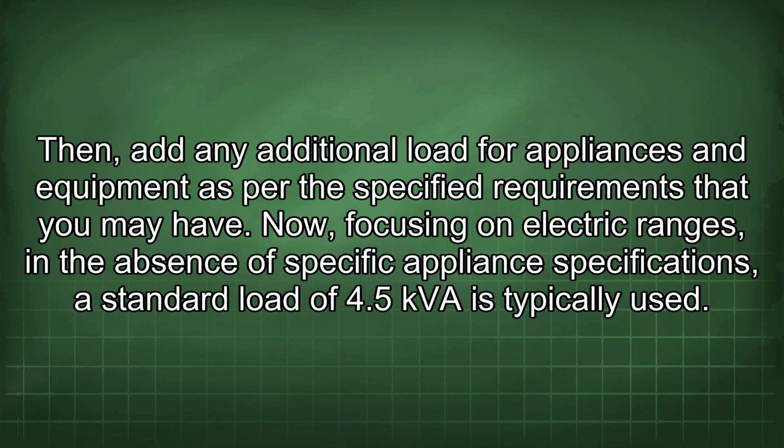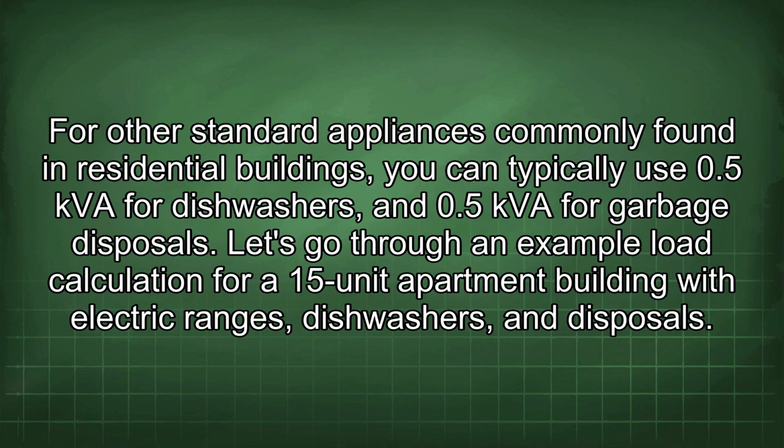Now, focusing on electric ranges, in the absence of specific appliance specifications, a standard load of 4.5 kVA is typically used. For other standard appliances commonly found in residential buildings, you can typically use 0.5 kVA for dishwashers and 0.5 kVA for garbage disposals. Let's go through an example load calculation for a 15-unit apartment building with electric ranges, dishwashers, and disposals.